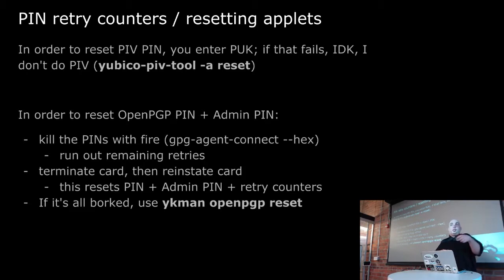You open the gpg2 tool, gpg-agent --connect, hex, and then you send a few hex strings, and what it'll do is invalidate each of the remaining retries until you're at 0 retries. You do that for both the PIN and the admin PIN, and then you can terminate the card and then reinstate it. And that's their recommended process for if you forget a PIN and you need to reset it.